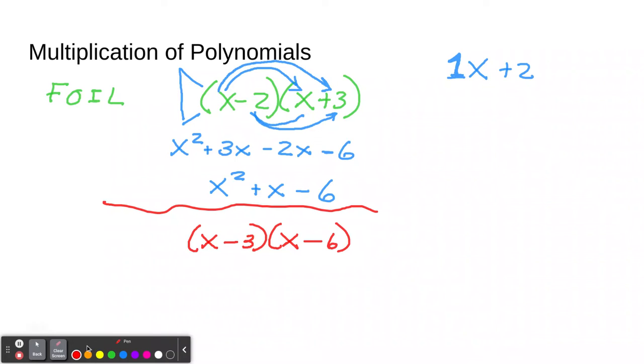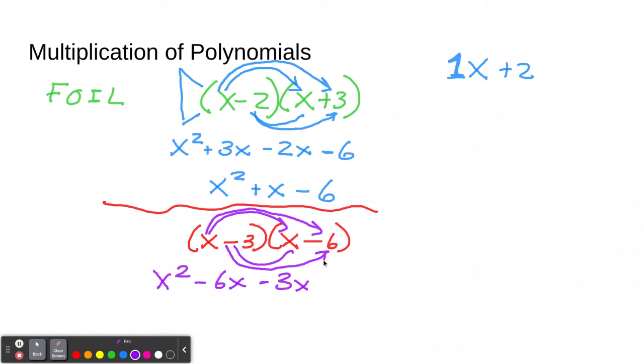All right, let's use purple. So again, first times first, what did you get? X squared, excellent. Outside times outside, what'd you get? Negative 6x. Always look at these signs. Inside times inside, negative 3x. And last times last, negative 3 times negative 6 is positive 18. Be careful with these signs. Negative times a negative is a positive.